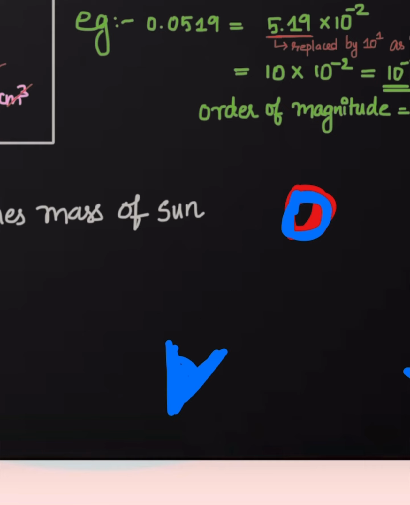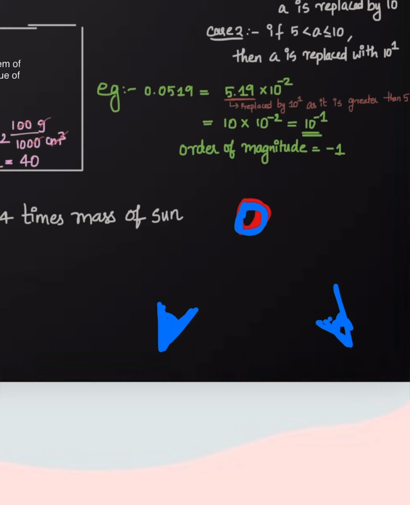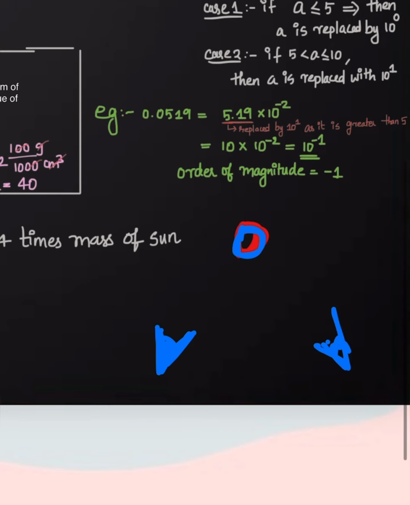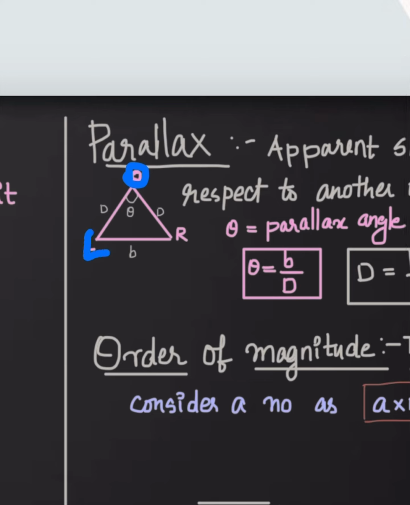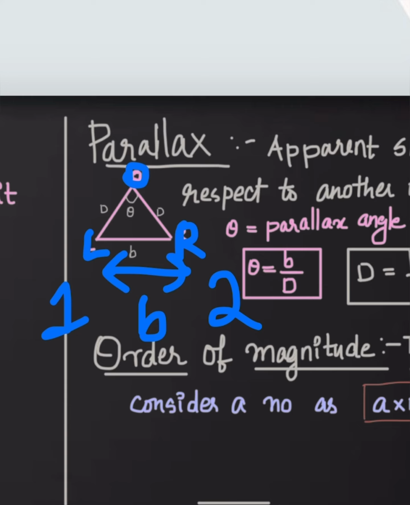If I am changing the position of observation, we can find the distance of this object from the observer to here. How can we find that? This is the object O. I am looking from left and from right, and this is the distance between the two points of observation, position of observation 1 and point of observation 2. And this angle theta is the parallax angle.